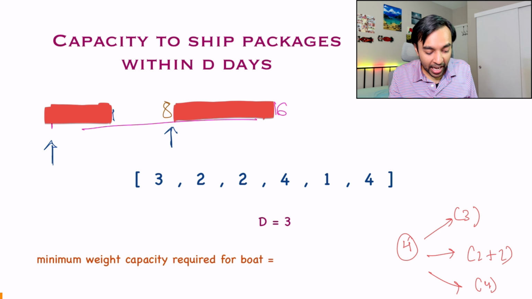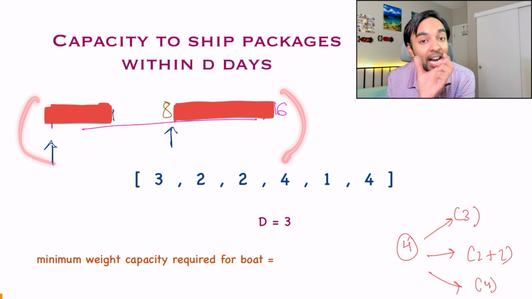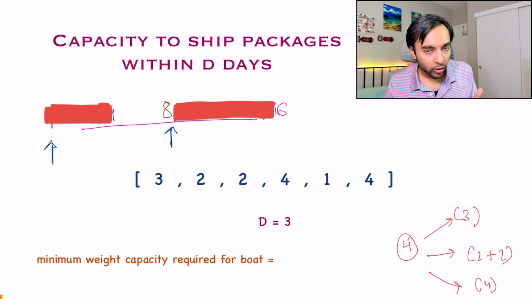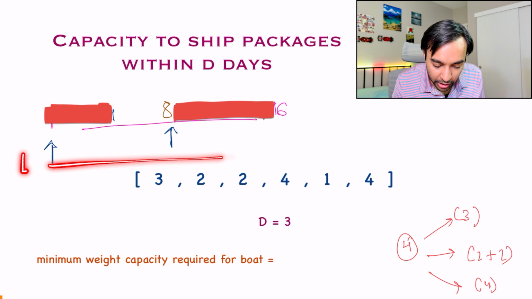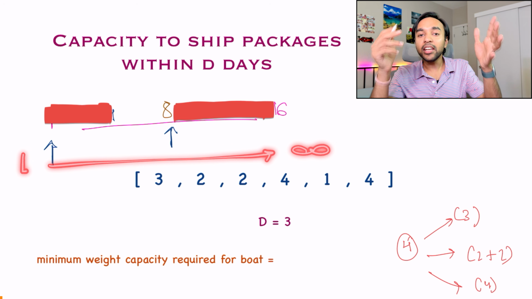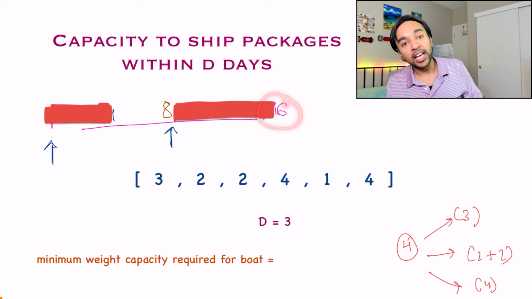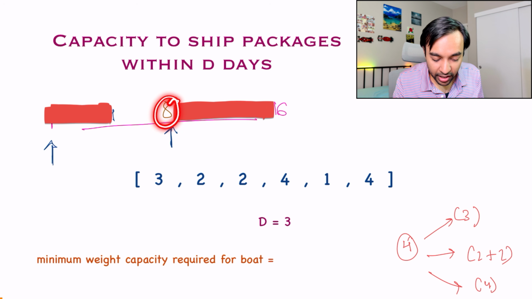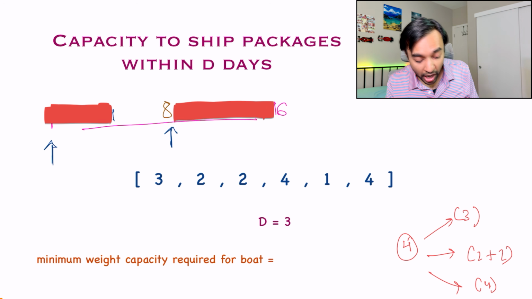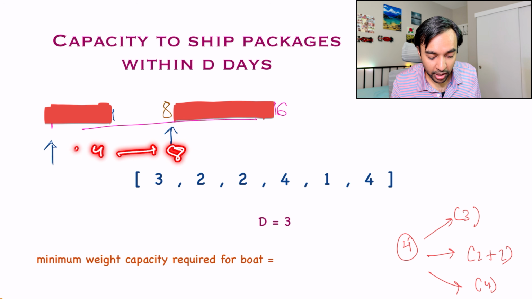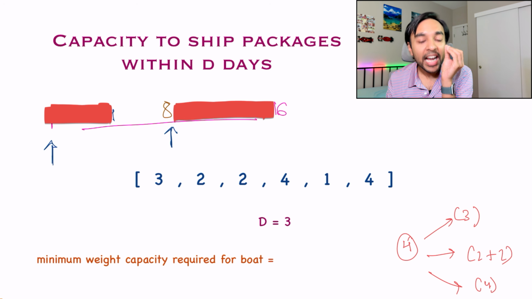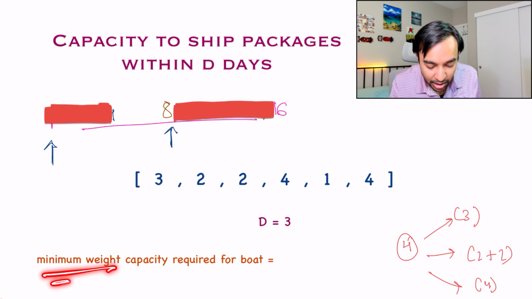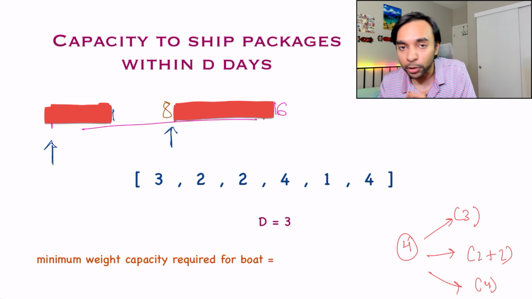So what I'm doing is applying binary search on my answer space. Notice what I did over here. My initial search space was between 1 to infinity. I reduced that to 16. Then again I reduced that to 8. I eliminated this. Now I'm reducing it to between 4 and 8. So eventually you will land at the perfect answer, and that is the minimum weight capacity required for your boat. And that is how you are applying binary search on your answer.